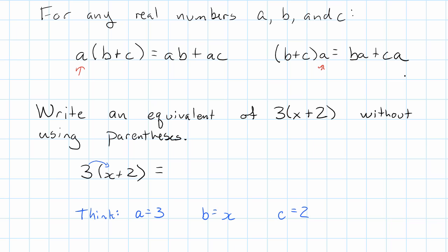Sometimes we like to think about the distributive property as just everybody gets a 3. We have 3x plus 3 times 2. And we can do just a little bit better than that because we happen to know what 3 times 2 is. We can write that as 3x plus 6.